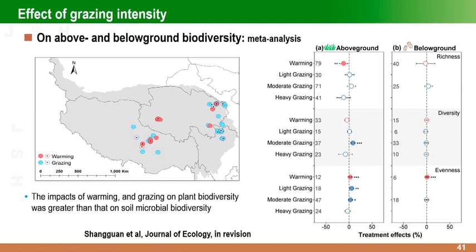We conducted a meta-analysis to see how the gradients on the plateau affect the above ground and below ground biodiversity. There are several studies we already conducted. We find that for the above ground biodiversity, under light warming, moderate warming, and heavy grazing, and light grazing, moderate grazing, and heavy grazing, they affect the evenness, and moderate grazing increased the above ground diversity. But for the below ground diversity, there doesn't seem to be much change with grazing. So the effect of warming and grazing on plant diversity was greater than that on the soil microbial diversity.